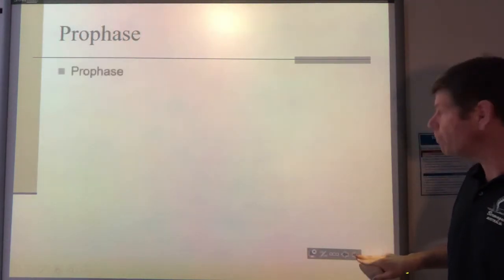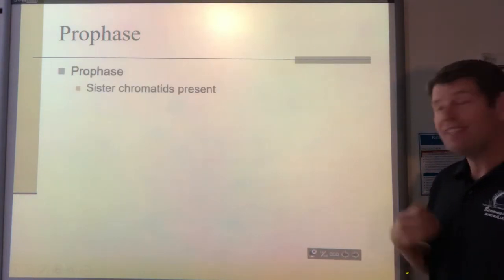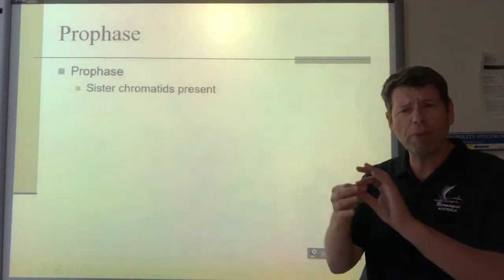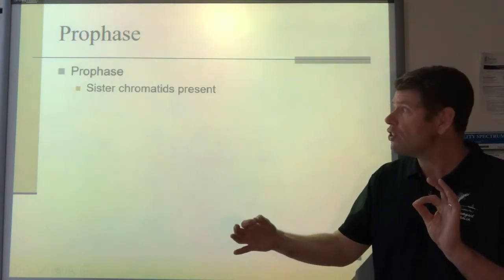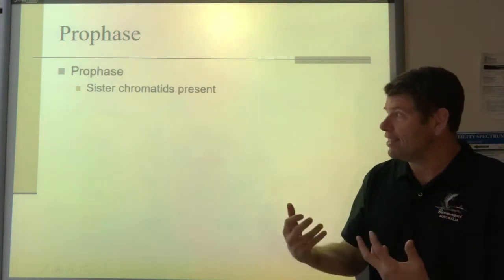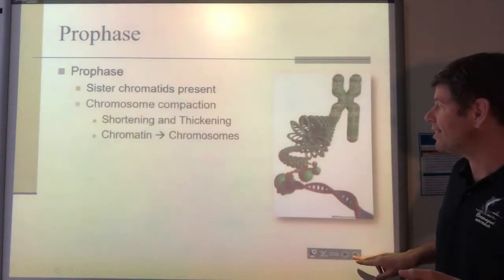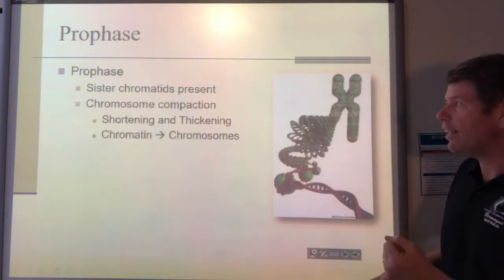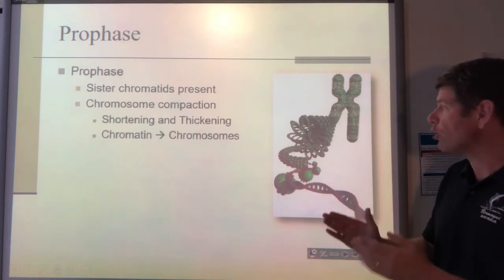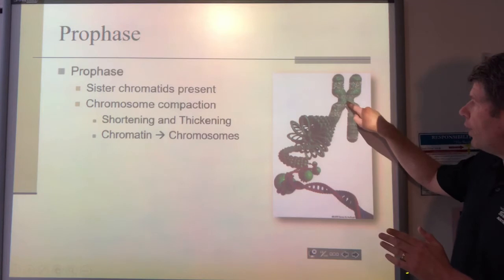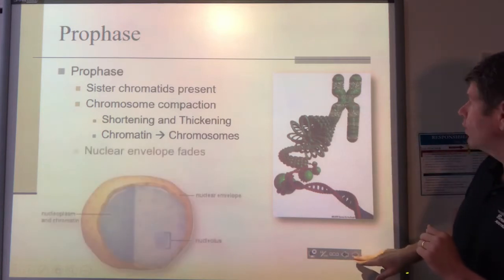So prophase. We have our sister chromatids present. So the long-stranded chromatin, which is pretty much invisible in the nucleus, condenses to become actual chromatids. So they shorten, they thicken, and then the sisters, remember, are joined together. So there's a sister, there's a sister. We're going to join it with a centromere.